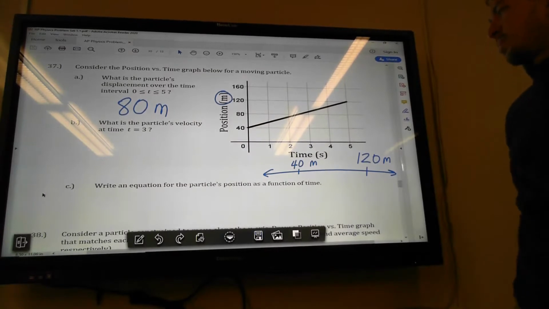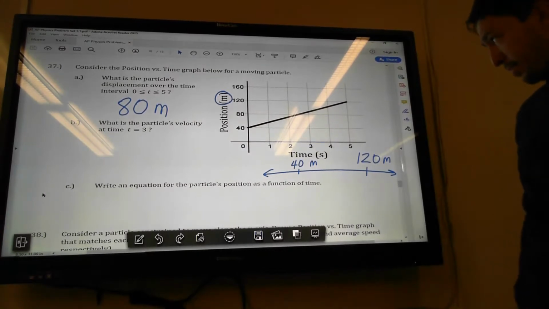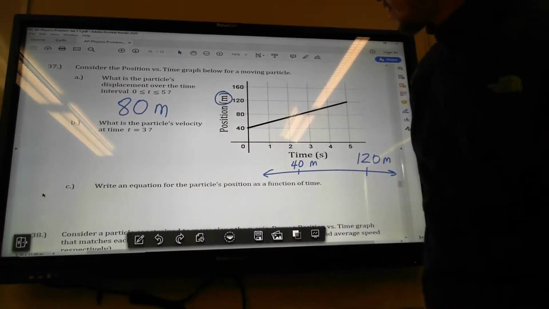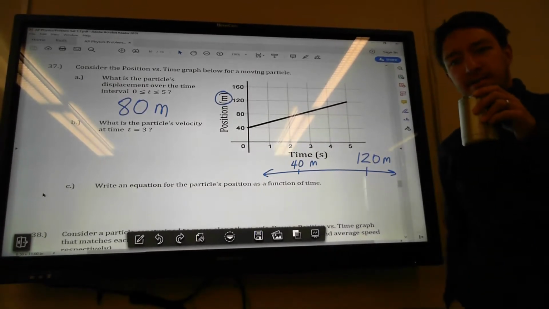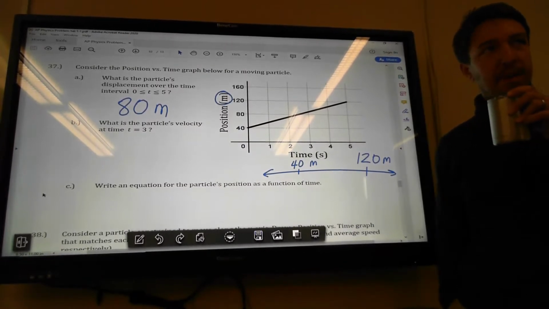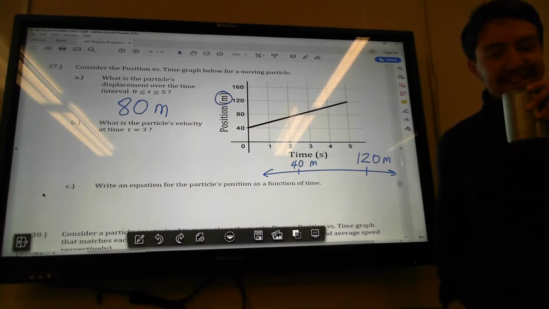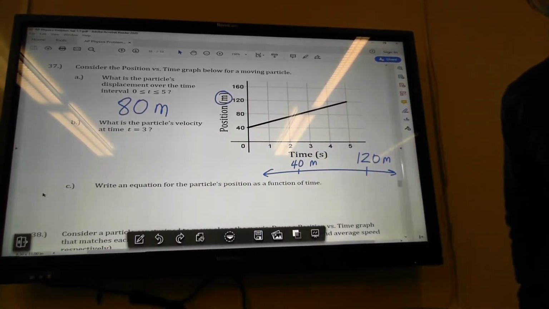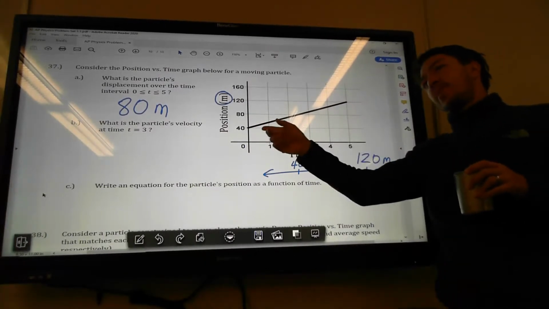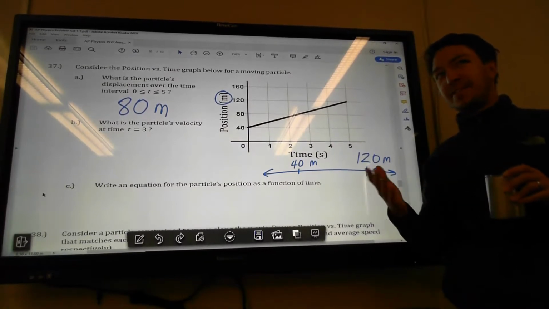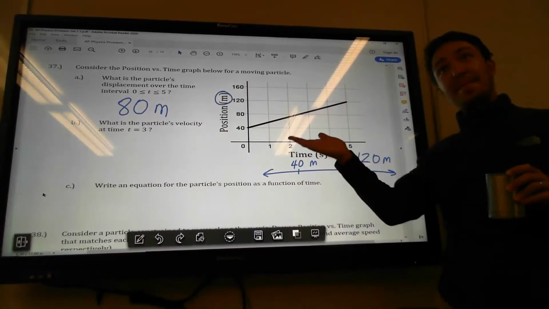Part B, what is the particle's velocity at time 3? Who thinks they know the answer to this one? Food for thought. What kind of motion is this? If you had to describe his motion, would you say that he was abruptly changing speeds? No. He's going the same speed the whole time, right?